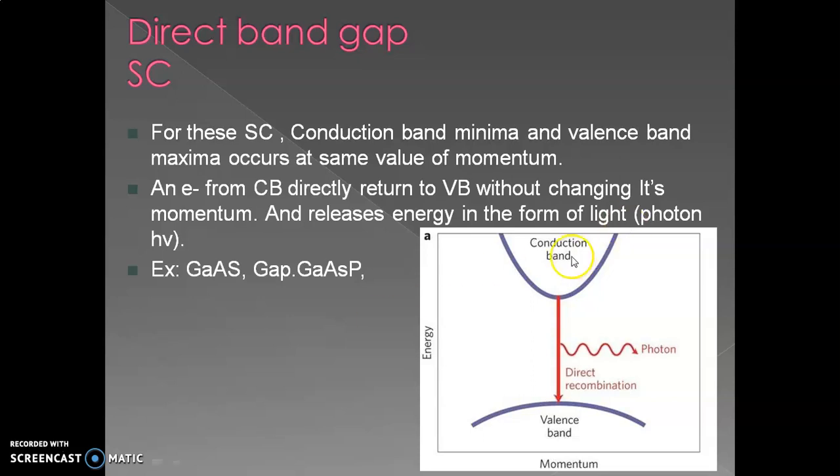See here, this is the conduction band and the valence band. Here, the electron comes from the conduction band to the valence band and emits light, which is called a photon. So this is called direct recombination. Example: gallium arsenide phosphate.